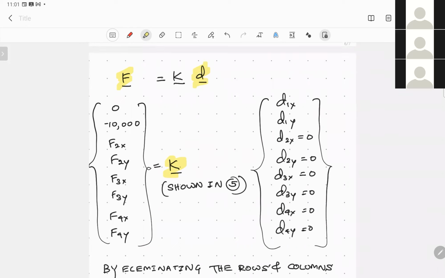Apply the boundary conditions. We know at node number 1, in the x direction there is no force, but in the y direction there is, in the negative y direction, a 10,000 pound force applied, so it's minus 10,000, and the rest are reaction forces which we would like to determine. What do we know when we consider the displacement vector, matrix? We know that node number 2, node number 3 as well as node number 4 are fixed, so their displacements are 0. These are the boundary conditions which we know.